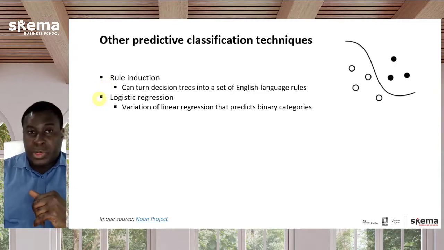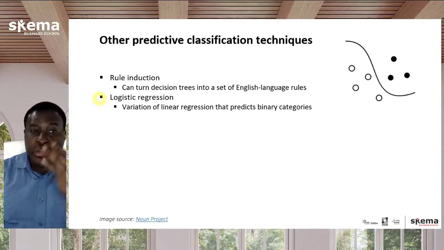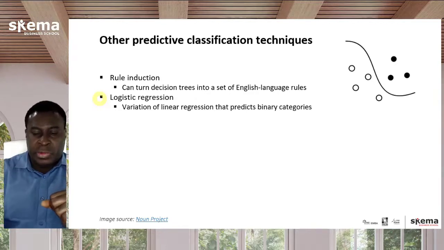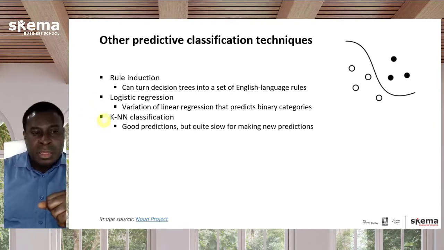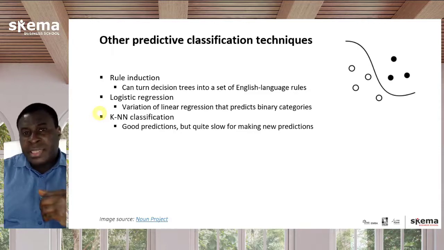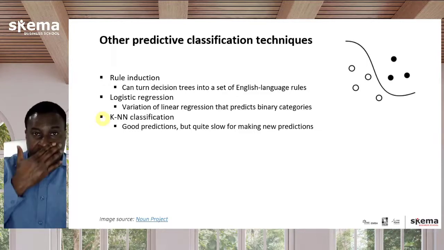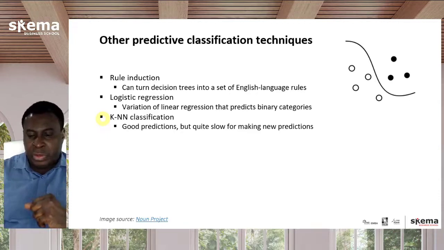Another approach is logistic regression, which is a variation of linear regression that, instead of trying to set a straight line to connect numeric values, tries to predict binary categories, true or false, yes or no, using an algorithm similar to linear regression. K nearest neighbors, or KNN classification, is another approach that has a fairly good prediction generally. But one disadvantage is that in production, it's rather slow in producing predictions. And so it can be used for analysis of past data, but if you want instant predictions, it's not very good because of its slow speed.